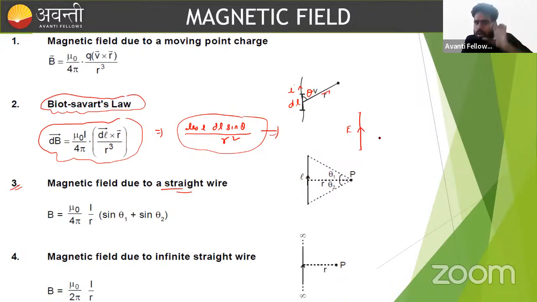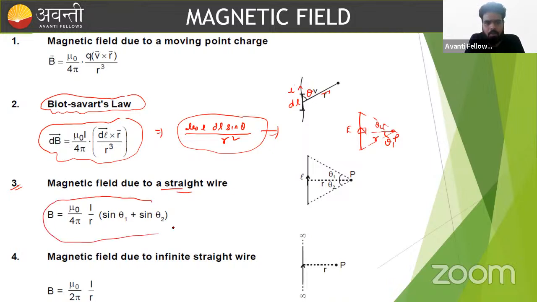In order to write down the magnetic field at any point P, first of all we have to draw a perpendicular distance from this wire. This is very, very important. Suppose this distance is R. Then we have to join the end points to this point P. We can join this and see, if this angle is theta 1 and this angle is theta 2, the magnetic field at point P is written in this manner: mu naught upon 4 pi, I upon R, into sine theta 1 plus sine theta 2.